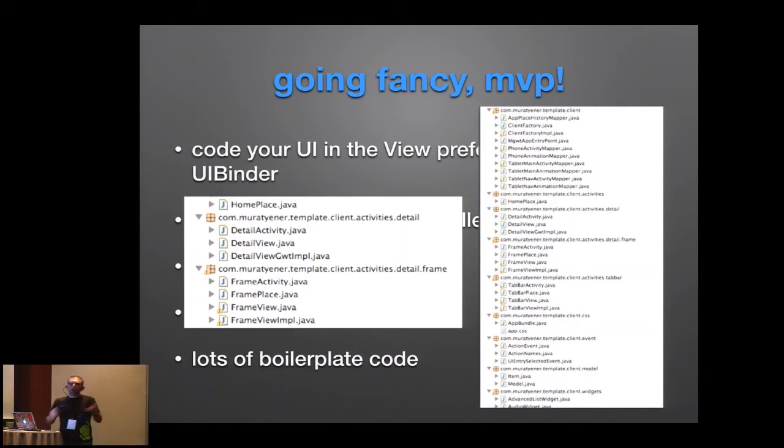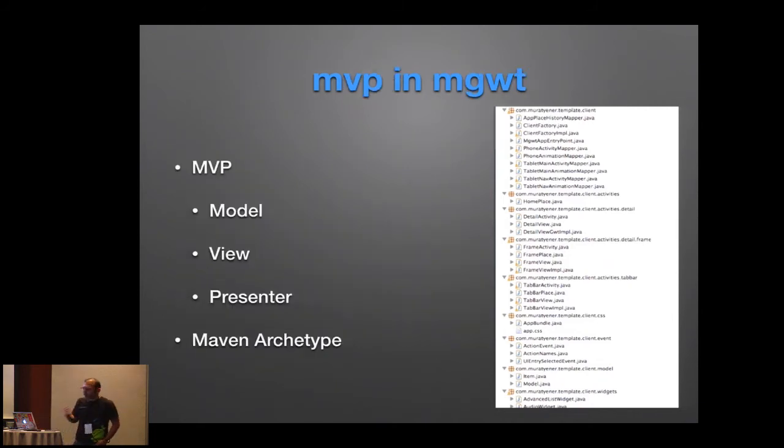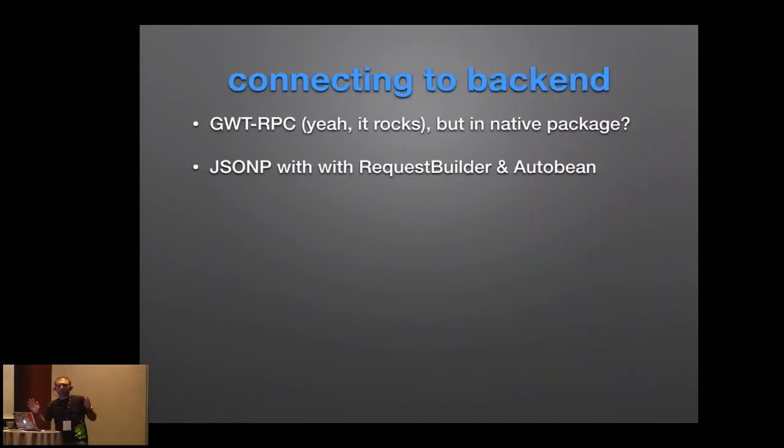And copying these classes from project to project, because most of them stay the same and are really just boilerplate code, was not something I was happy with. At that point, I realized MGWT actually comes with a Maven Archetype, which can create all the boilerplate code for you. So at the end, all I needed to create was one view interface, one view implementation, and one activity for each page, each view of the application, which was nice, and I was pretty happy with that.